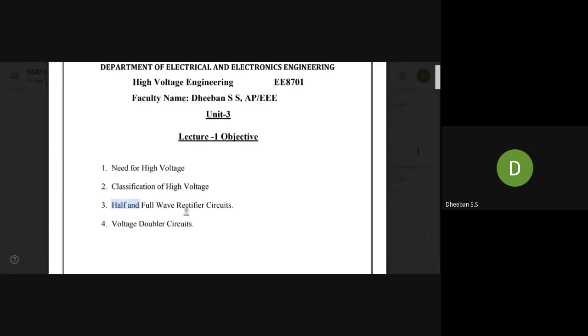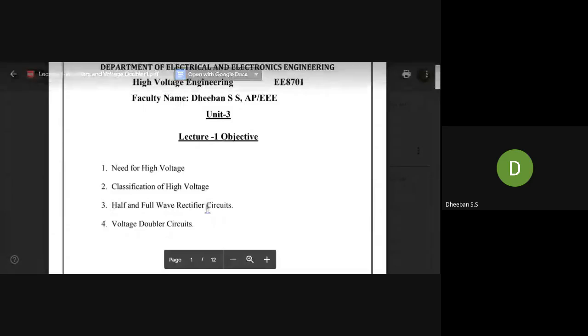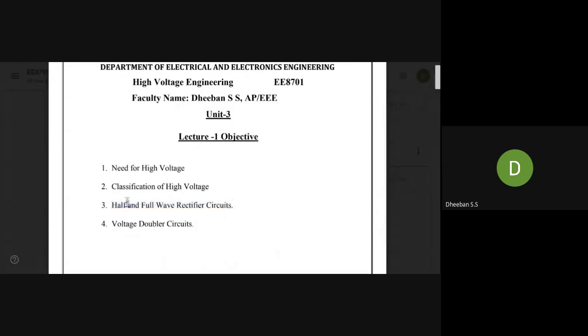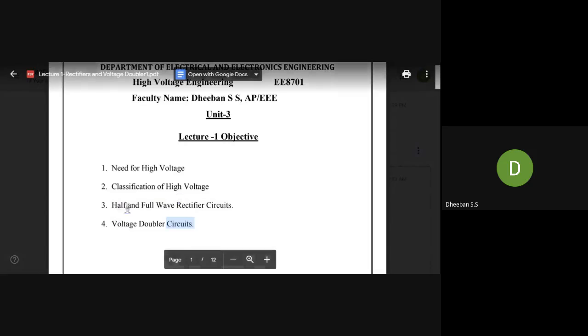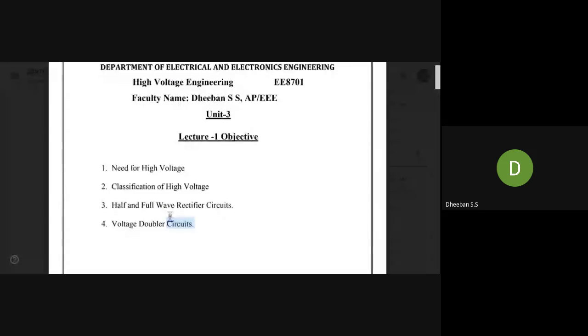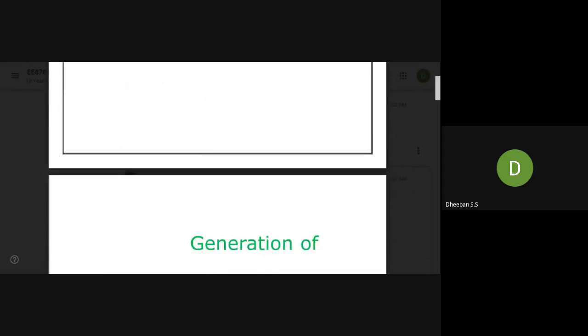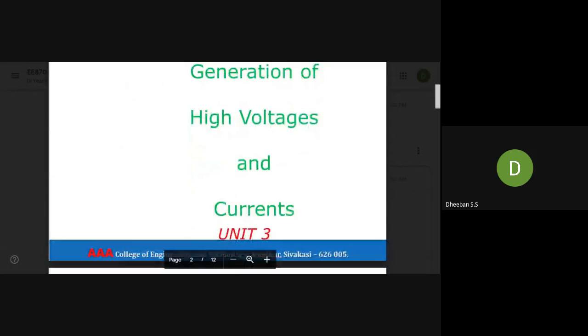In this method of generation, they have given two methods, and these two methods we have already studied, so I'll be giving an overview. One is the half wave and full wave rectifier, and the second method is the voltage doubler circuit. Through these two methods, you can generally generate a high voltage. We'll be getting into the topic directly. This is your unit on generation of high voltages and current.